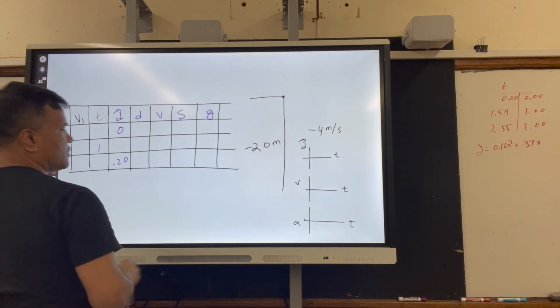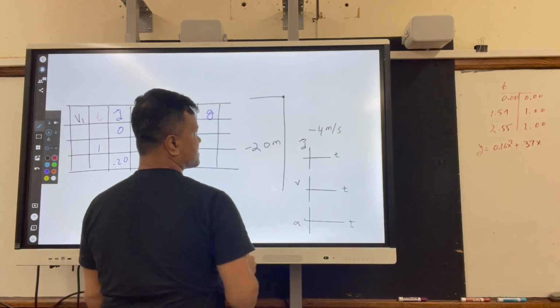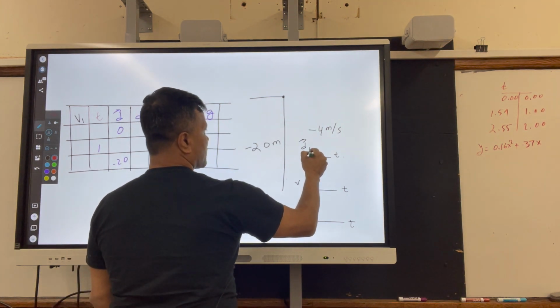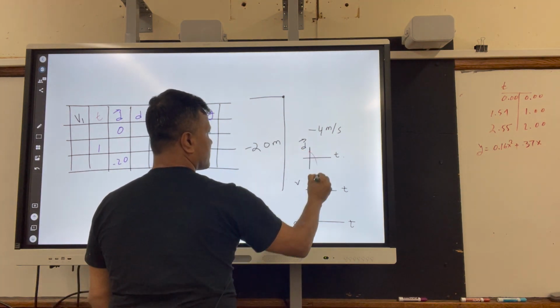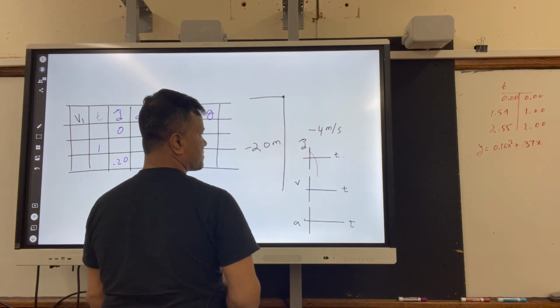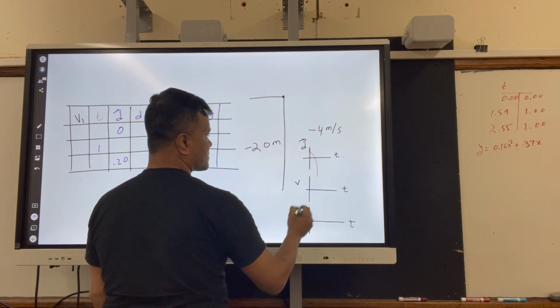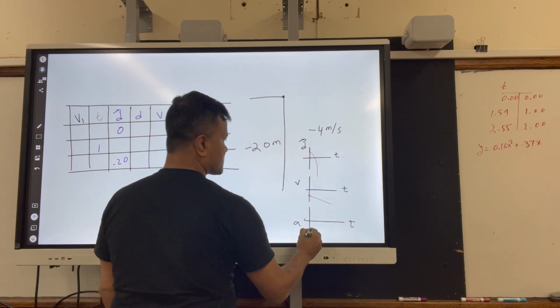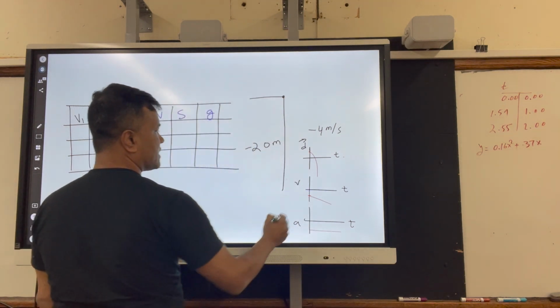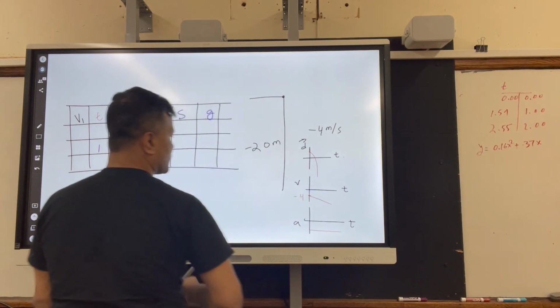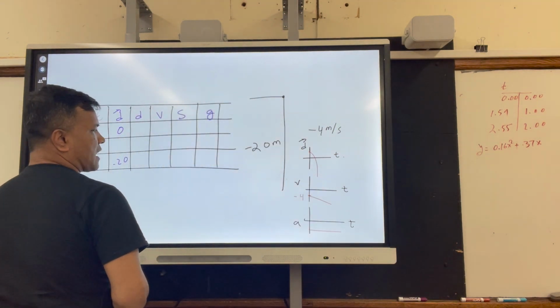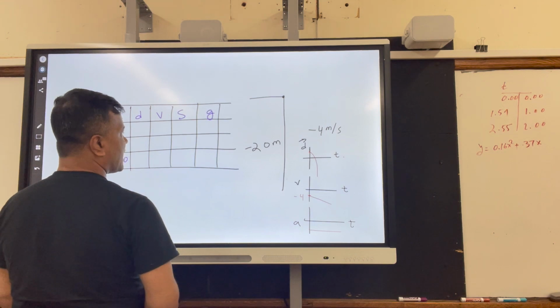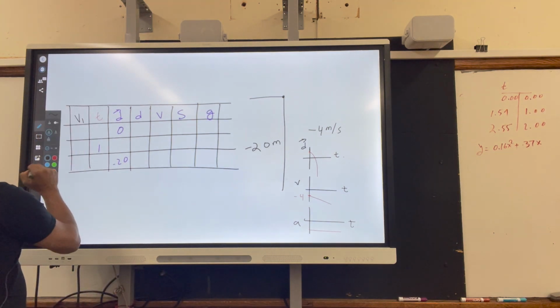Okay, so what do you know about this one? Displacement versus time, I'm going to write it like that. This is displacement versus time. Velocity versus time, I'm going to call it like that. And acceleration versus time, I'm going to do like this. And you know this is -4. Good.